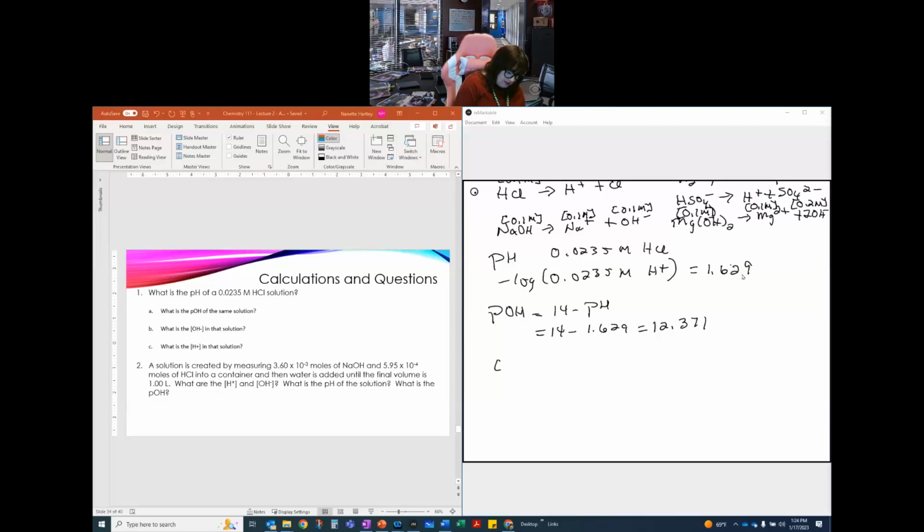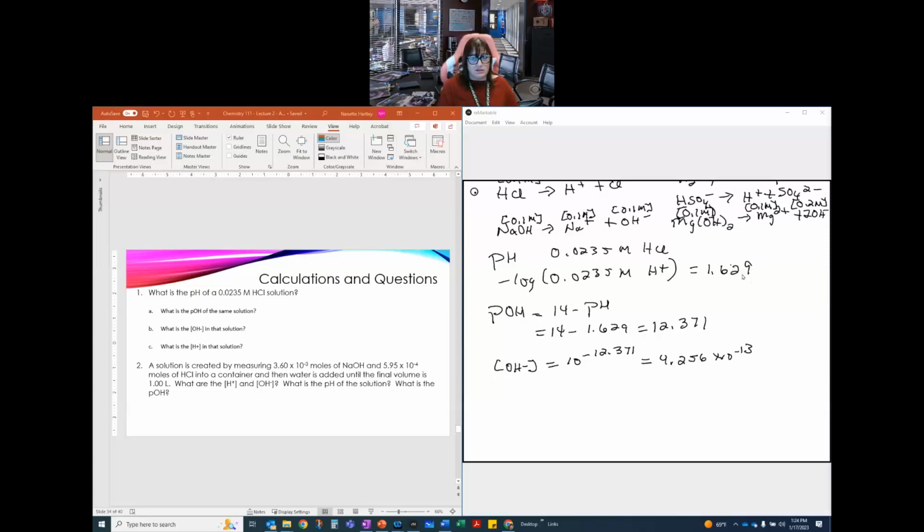If I want to know what my OH minus is, OH minus is equal to 10 to the negative pOH, so 10 to the negative 12.371. And that's equal to 4.256 times 10 to the minus 13th is the concentration that I get there. The next question that they ask you is, what is the H plus? Well, I know what the H plus is because that's the first thing that I answered, that I needed to get to my pH.